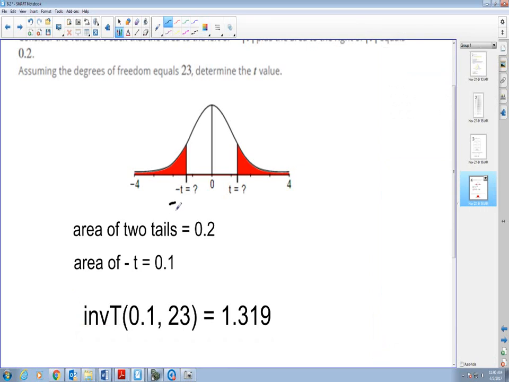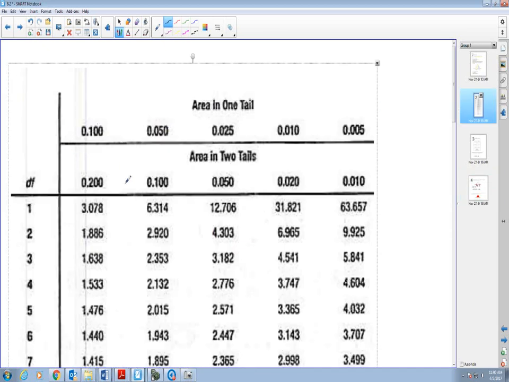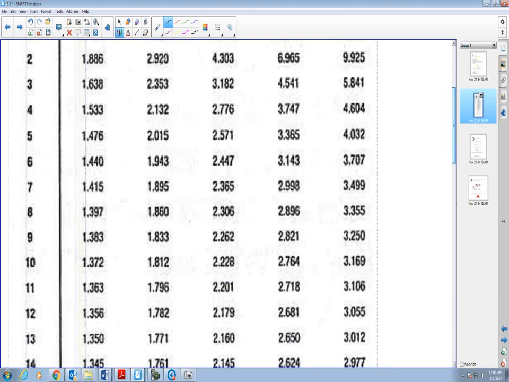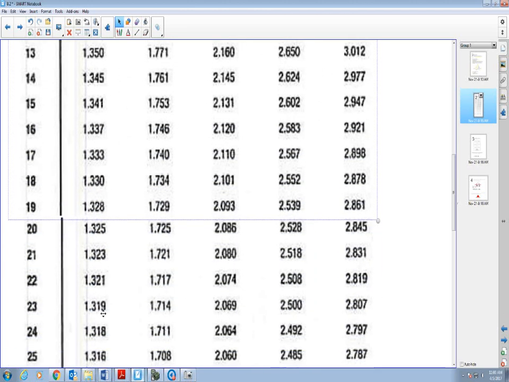So I'm going to write negative 1.319 here, and the other one is 1.319. Okay, so what is the actual t value that we looked up from the table? 1.319. So check it out. Area of two tail is 0.2, right? Degree of freedom is 23. So look at the first column. Let's go down. 23, 23, 23, 23, 23. 1.319. That would be the t value. Since I have two tails, to the left is negative, to the right side of the zero is positive. Alright.